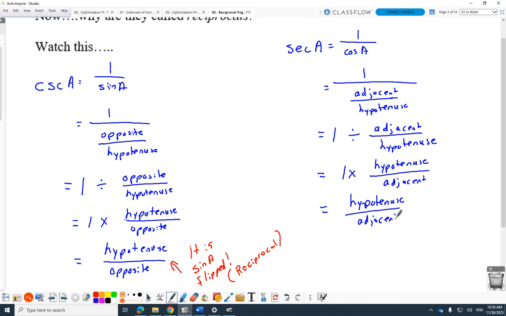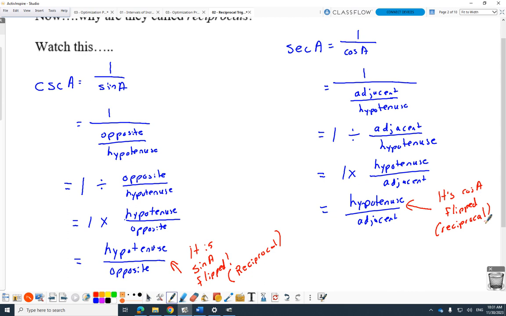And now I'll write my grand conclusion. It's cos A flipped, and the fancy word for that is reciprocal. Do you remember the word reciprocal? Did that come up before? Maybe you didn't use it enough. It's not really familiar. That's okay.